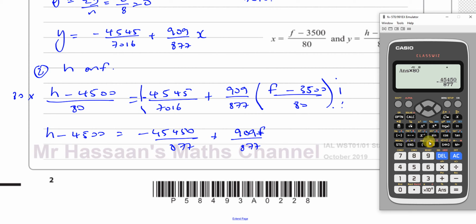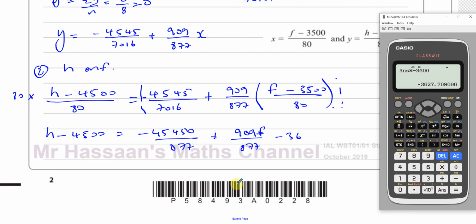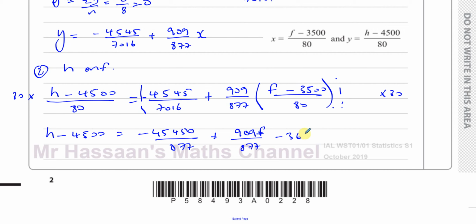So let's go back to recall. That's going to be my A. No, it's actually my B. So recall B. Yep, that's that, times negative 3,500. The 80s cancelled out already. Well, that gives me a decimal now. That's going to be minus 3627.708.